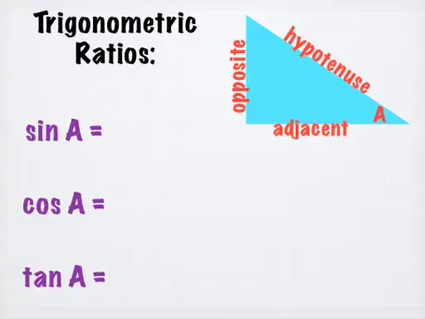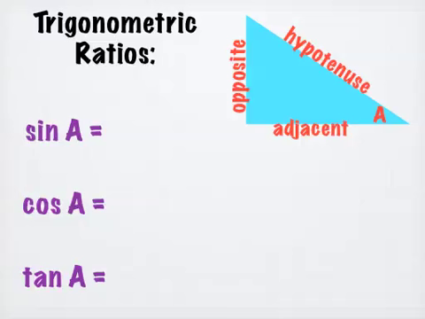Notice to the right side of your screen you have a triangle, and I've labeled angle A. Trigonometric ratios only work for the acute angles of a right triangle. So for angle A, I've marked the side opposite of angle A, which we're going to call opposite. The hypotenuse of the triangle is going to stay called the hypotenuse. And the leg that's forming angle A is going to be called adjacent.